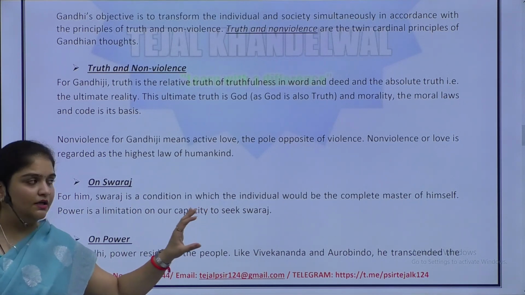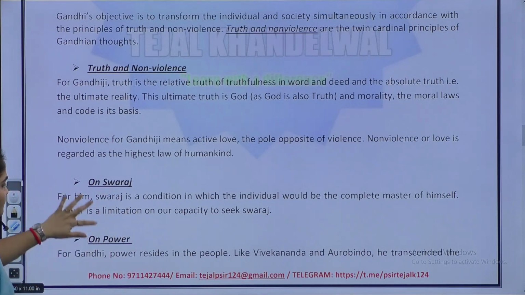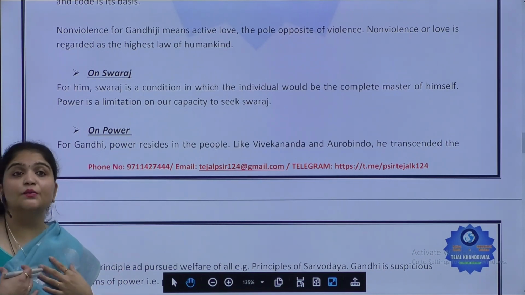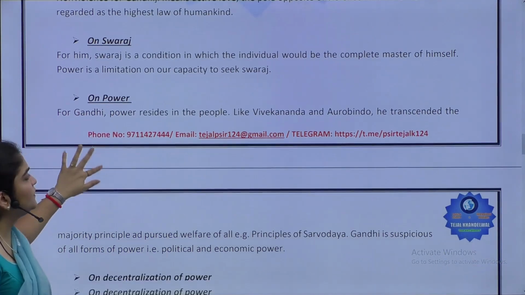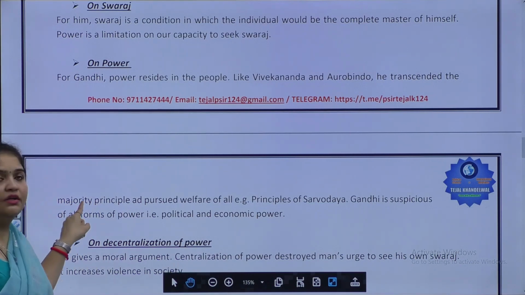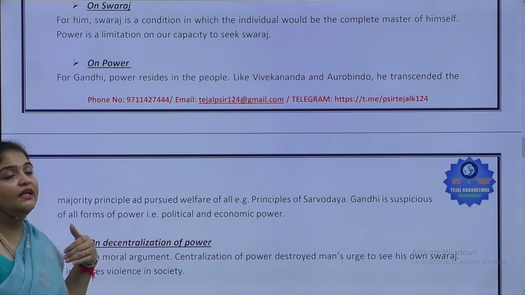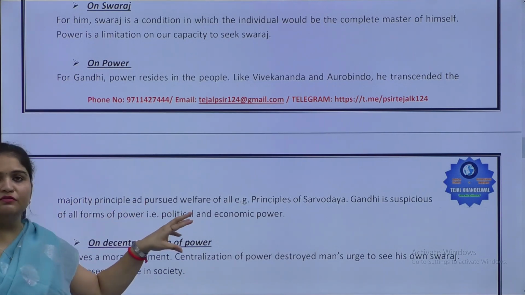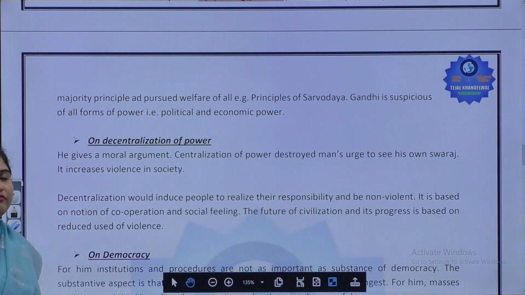Then he talks about Swaraj, individual self-rule. Well, individual is the master of himself, fine? And power is problematic. Power is a limitation on the capacity to seek Swaraj internally also, okay? So he gives a view on power. What does he say? Power resides in the people. Like Aurobindo and Vivekananda, he transcended this majority principle and pursued welfare of all. That's why he gives Sarvodaya, all right? Gandhiji is suspicious of all forms of power, political and economic. That's why he talks of decentralization of power.